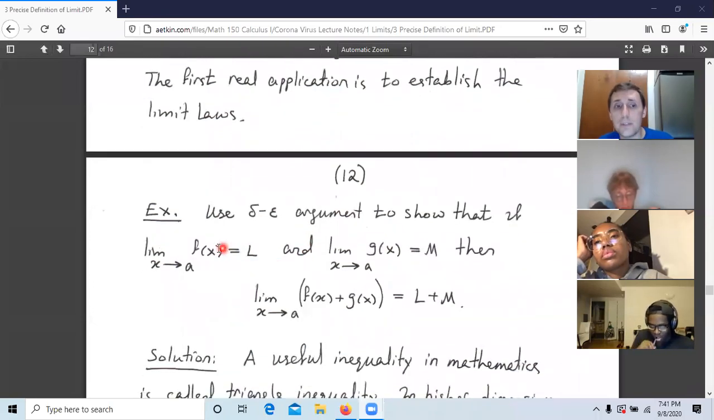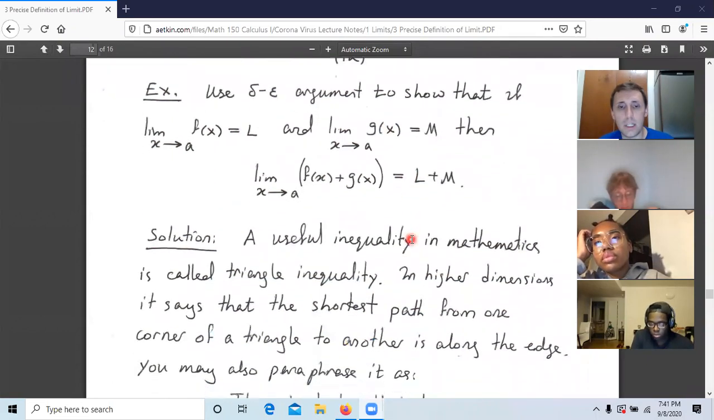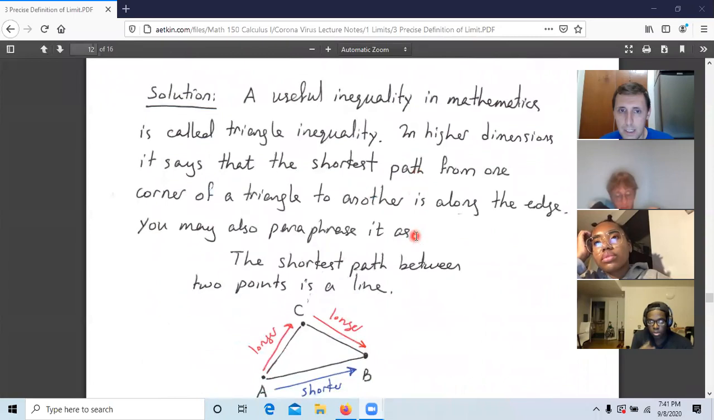So suppose that here is the addition law. Suppose that we know that the limit as x goes to a of f of x is L, and the limit for g is M. Then we want to show the addition law, that the limit of the sum is the sum of the limits. Okay, I'm proving one of the laws of delta epsilon. Good. I might not get to the proof today since our time is almost over.